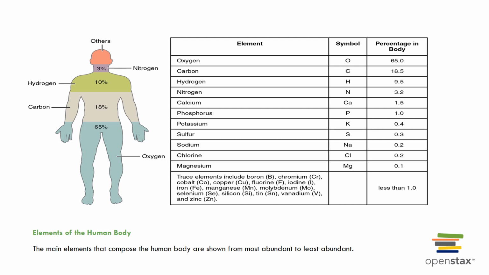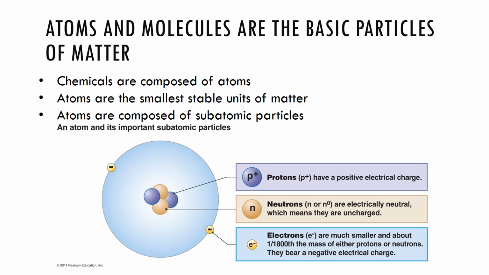A lot of the trace elements, as you will see, are part of enzymes. Some of the trace elements are zinc, chromium, manganese, to give you a few examples. Now, atoms and molecules are the basic components of matter. Chemicals are composed of atoms, and atoms are the smallest stable units of matter.